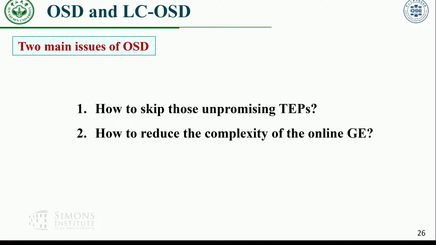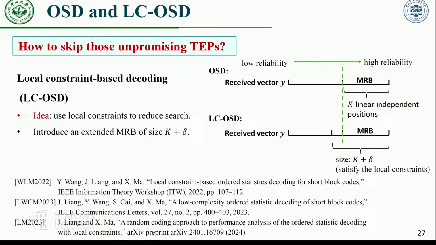So, two main issues of OSD. The first is how to escape those unpromising TEPs, and the second is how to reduce the complexity of the online Gaussian elimination. So we propose an algorithm called OSD with a local constraint. The idea is we consider an extended basis, where we have k plus delta positions. They must satisfy some constraint, right? Then we search.